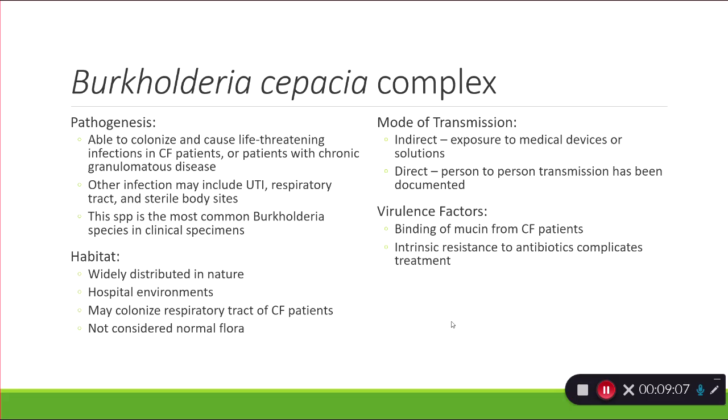This is very, very contagious for cystic fibrosis patients, and once they get it, it can be a death sentence. The mode of transmission is usually indirect or by having exposure to medical devices, but it can be transferred from cystic fibrosis patient to cystic fibrosis patient, so they usually are required to keep away from each other. It has virulence factors because it can bind the mucin from cystic fibrosis patients. Cystic fibrosis patients have a lot of excess mucus in their lungs and in their intestines and all different areas of their body. And because it has such an affinity for binding to mucin, it causes a lot of problems. It has a lot of antibiotic resistance, which makes it very difficult to treat.